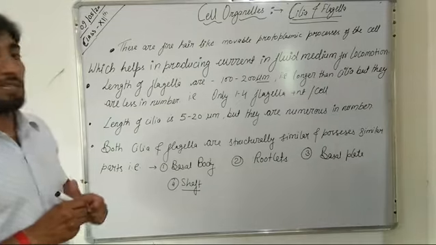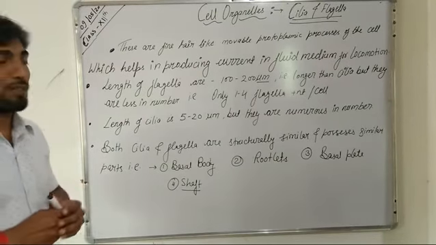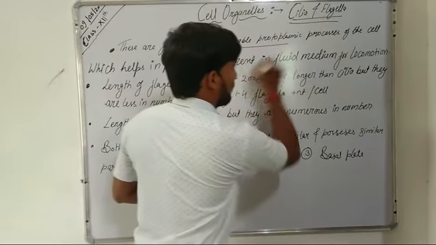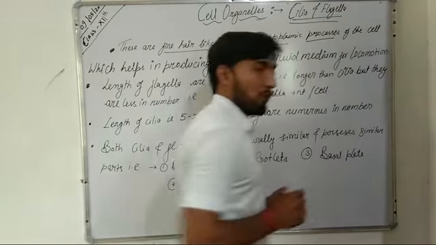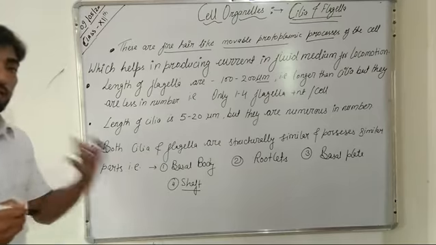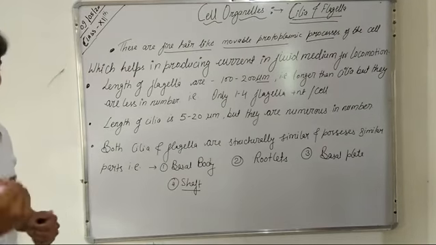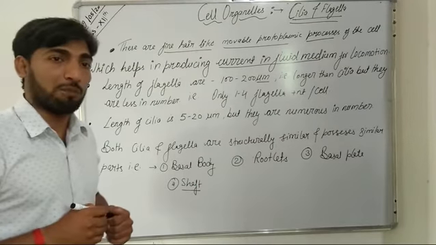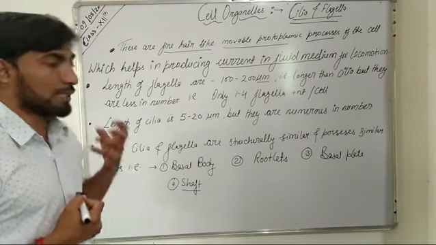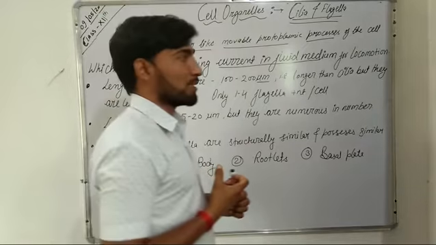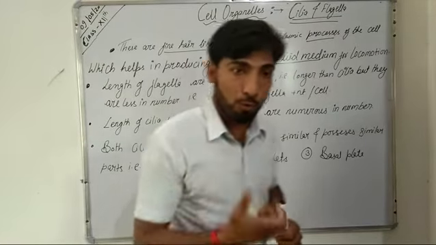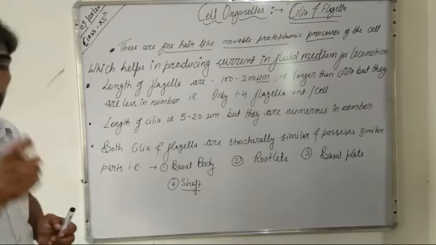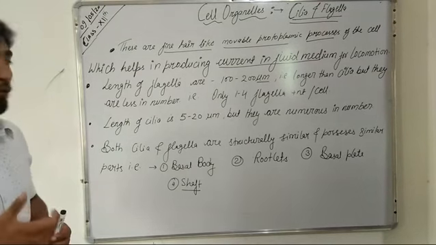So, these cilia and flagella, which are present in the cell, are fine hair-like and movable protoplasmic processes of a cell. Usually they are responsible for producing a current in the fluid medium, and this current helps in locomotion or movement. They are protoplasmic structures present in a cell.